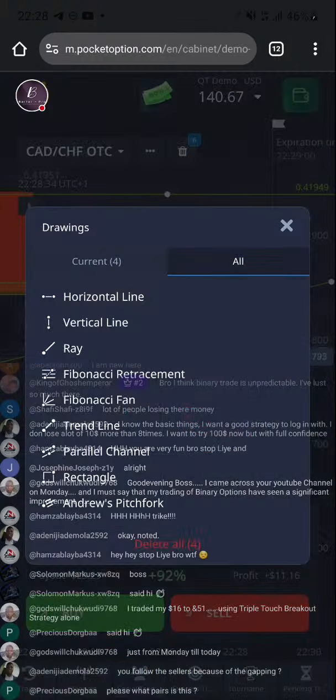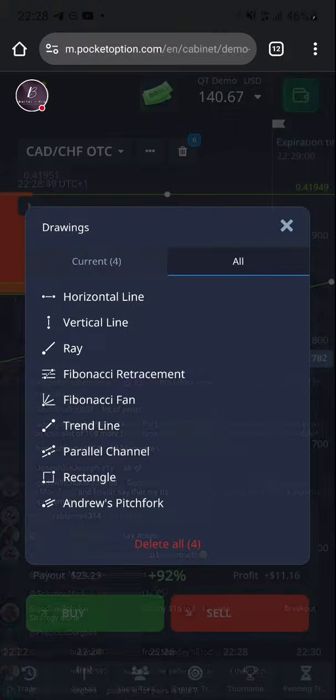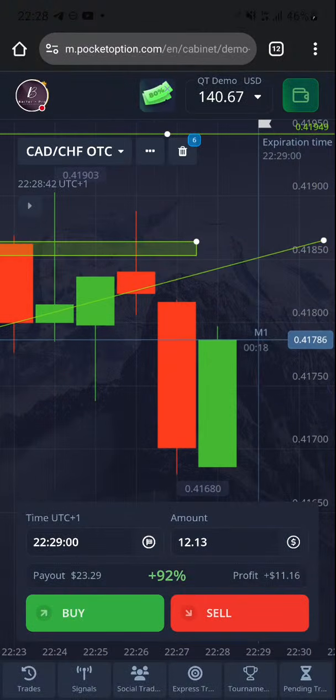Precious, it's nice to have you here. Thank you so much for joining. Please, what pair is this? This is CAD/CHF. The pair, CAD/CHF OTC.